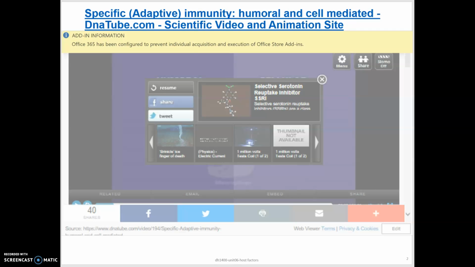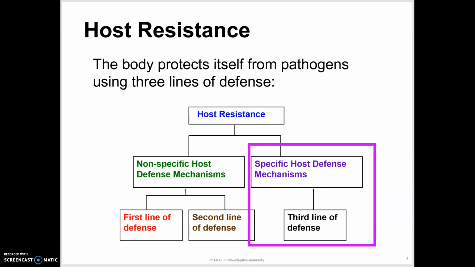Like I mentioned a second ago, we've already talked about our first line of defense, those were our barriers. We talked about our second line of defense, the things that are functional in everyone's immune system: fever, our complements, our antimicrobial substances, inflammation, and so on. And today, for the rest of this unit, we're going to be talking about our third line of defense, which is our specific defense mechanisms.